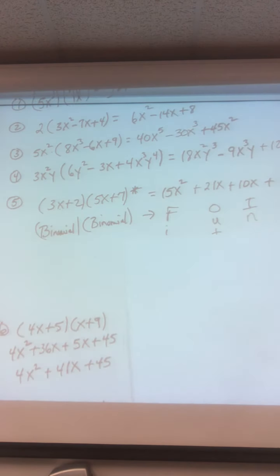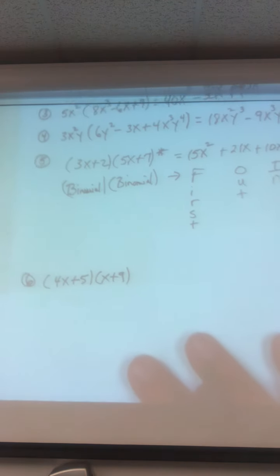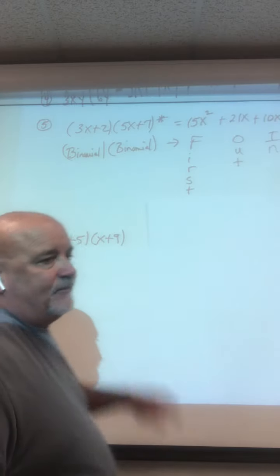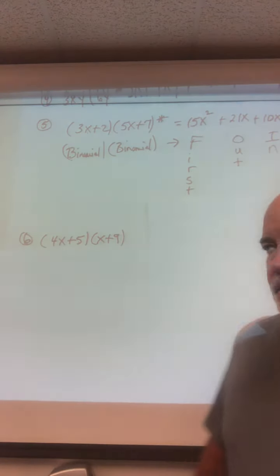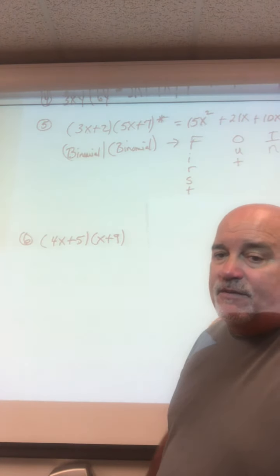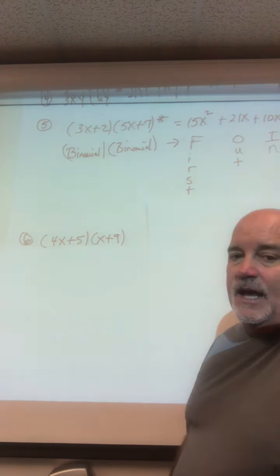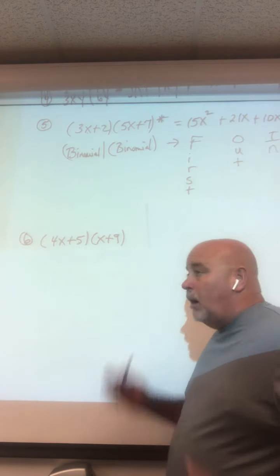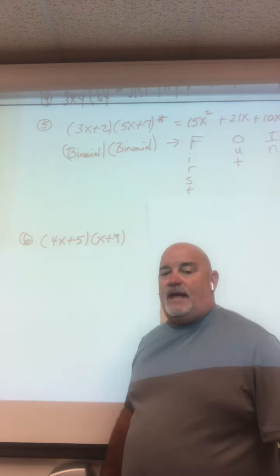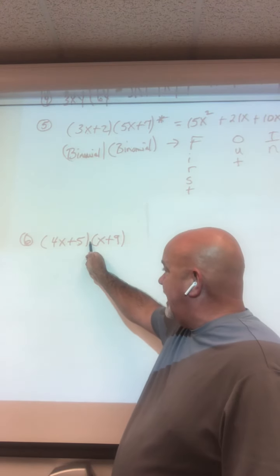All right, so let's multiply this one right here. 4x plus 5 times x plus 9. Now, I don't have to say multiply. Here's why. Read the problem. 4x plus 5 times x plus 9. So I don't have to say multiply these two together. When you look at that problem and read it to yourself, it means multiply because there's no sign here.